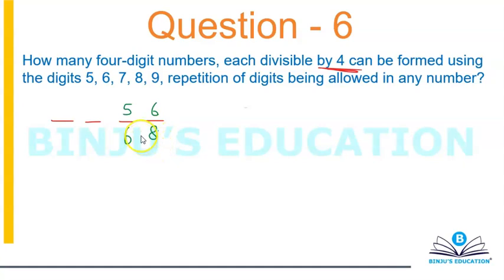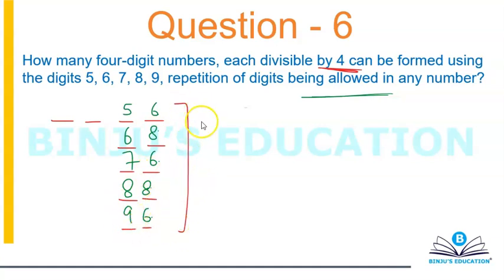With 7 we can have 76. With 8 we can't have 85. 86 is also not a possibility. Can we have 88? Repetition is being allowed, so that means we can have 88. Then with 9 we can have 96. If the number is to be divisible by 4, then for the last two positions, these are the only 5 possibilities.